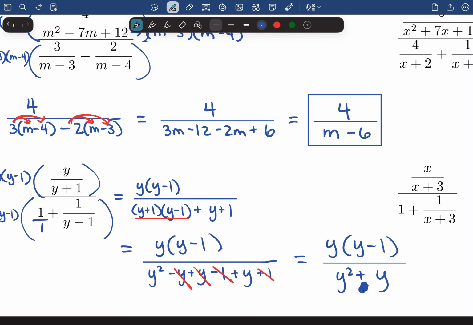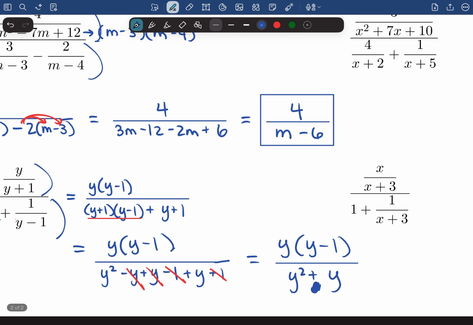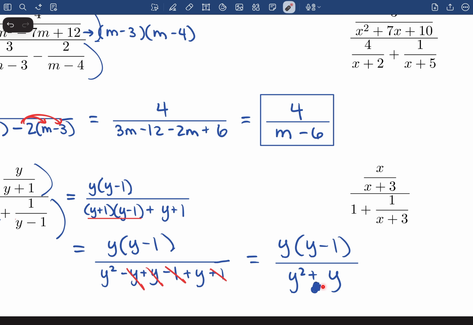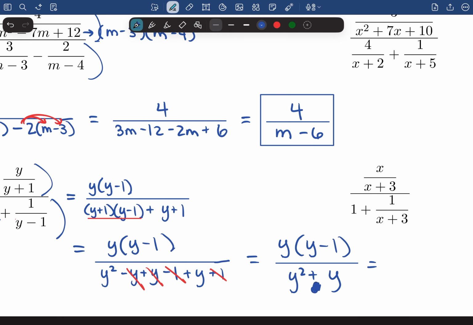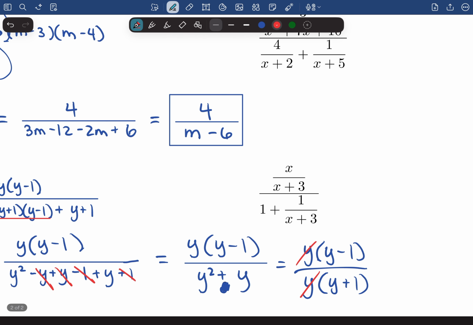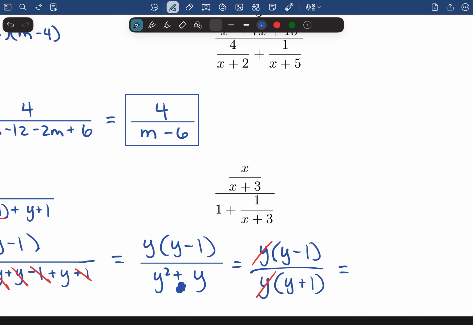Yeah, there you go. And looking at the bottom here, I notice that there's a GCF. Looking at this denominator, I can factor out a y. Their GCF is y. And so I get y times y minus 1 divided by y times y plus 1. And because I factored that GCF, I can now cancel the factor of y. And I'll write my final answer really cleanly. My final answer is y minus 1 divided by y plus 1. There you go. That's the final result.